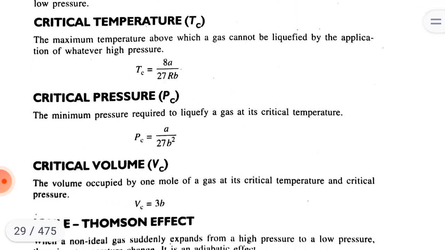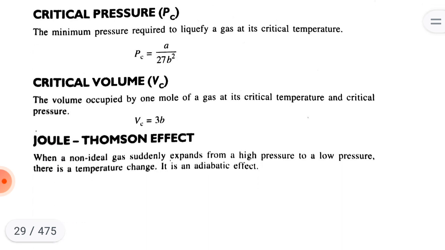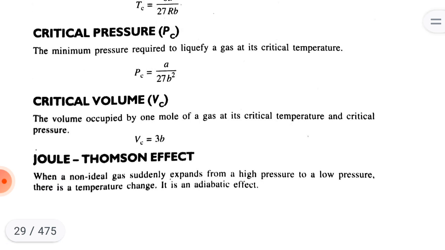Critical temperature Tc is the maximum temperature above which a gas cannot be liquefied by application of whatever high pressure. Tc equal to 8a upon 27Rb. Critical pressure Pc is the minimum pressure required to liquefy a gas at its critical temperature. Pc is equal to a upon 27b square. Critical volume Vc is the volume occupied by 1 mole of a gas at its critical temperature and critical pressure. Vc is equal to 3b.